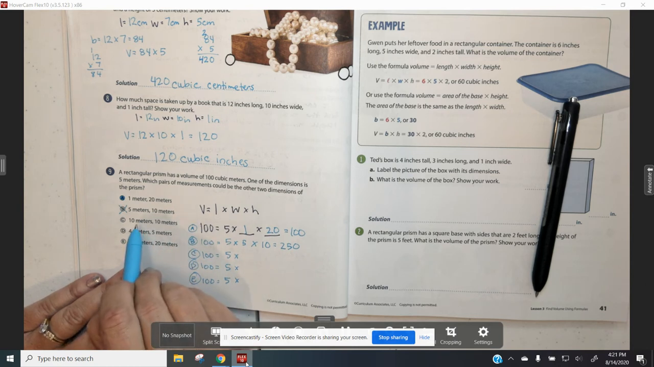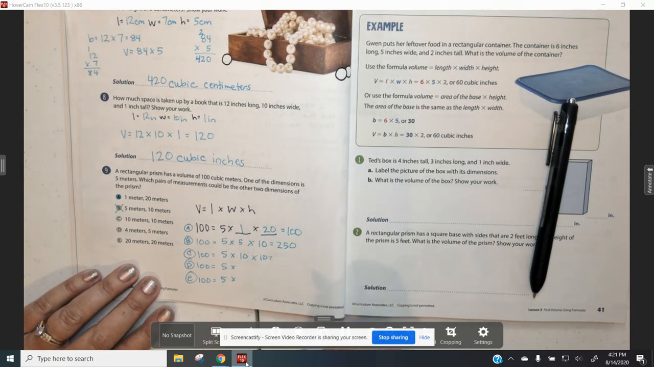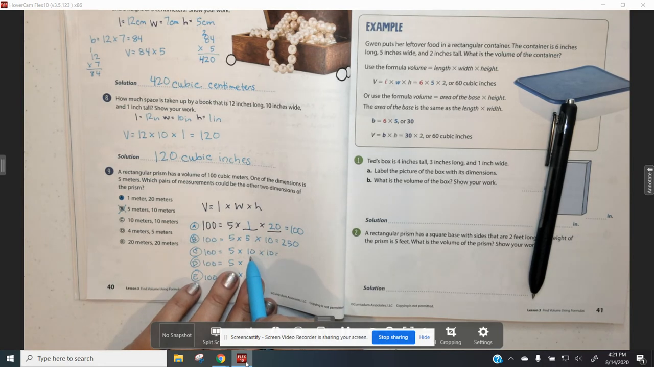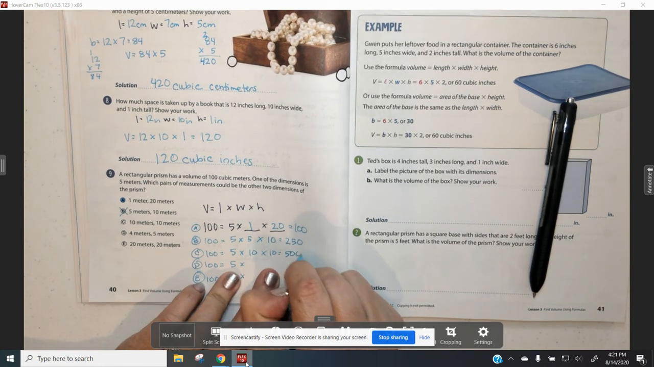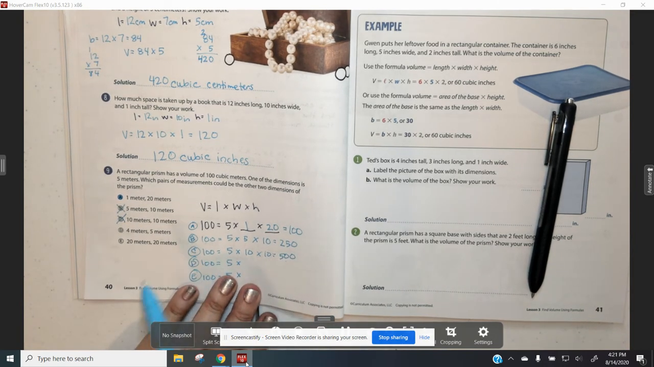For C, let's try C. We're going to put in 10 and 10. So 5 times 10 is 50. 50 times 10 is 500. So nope, that one doesn't work because we're trying to equal 100.